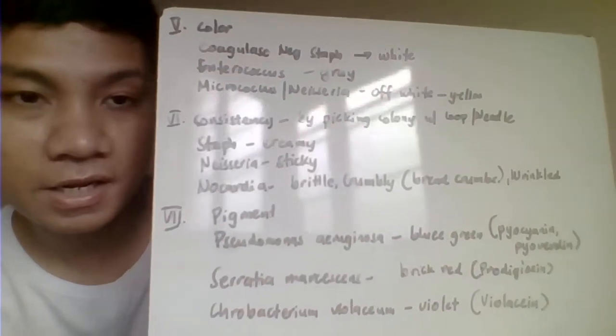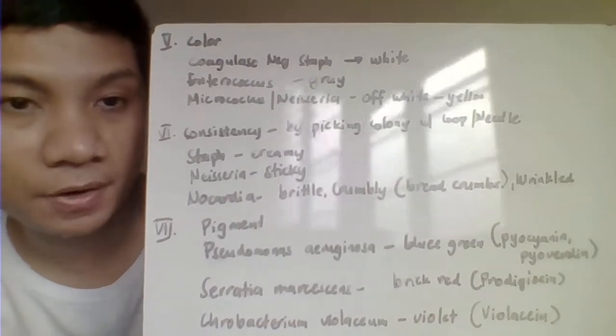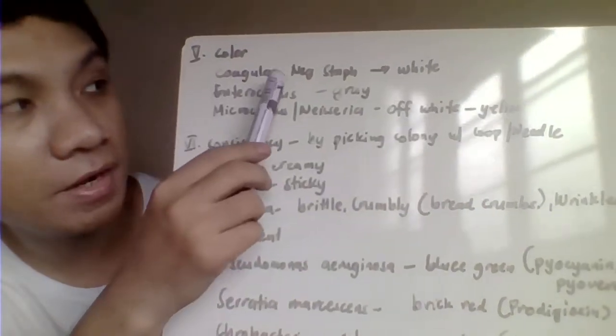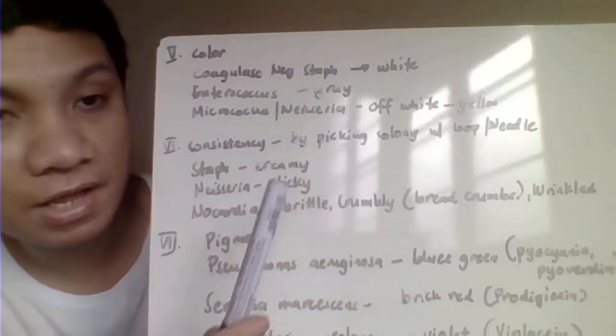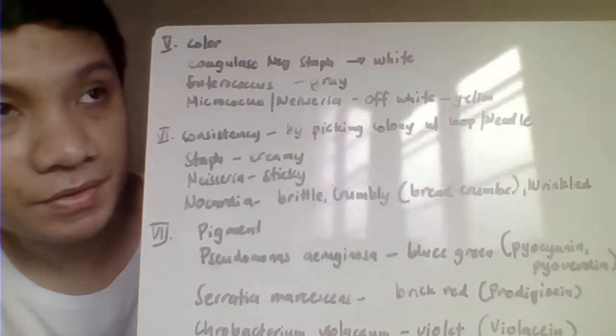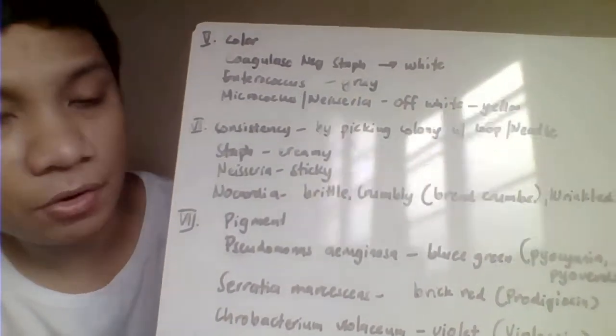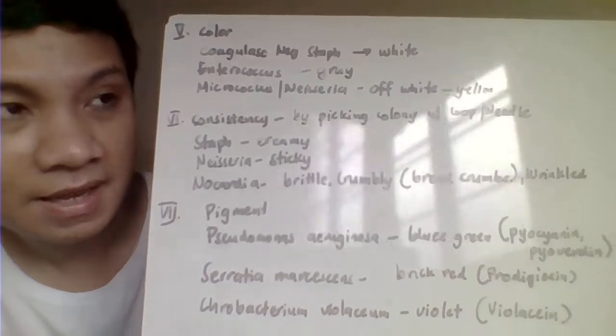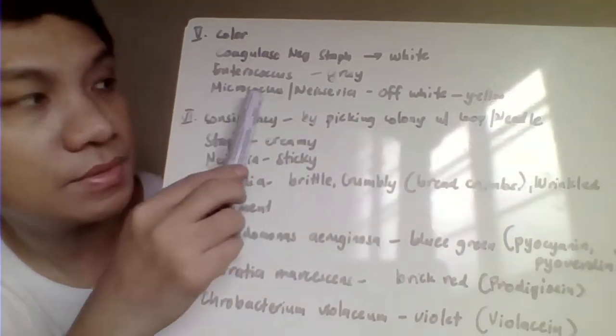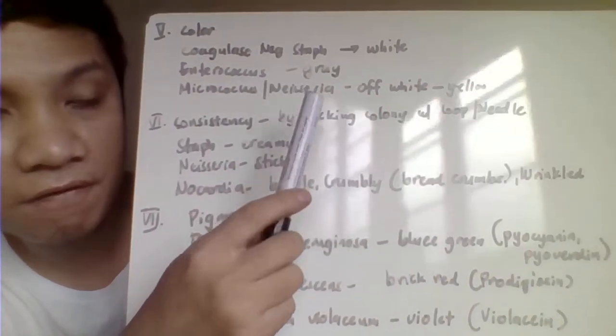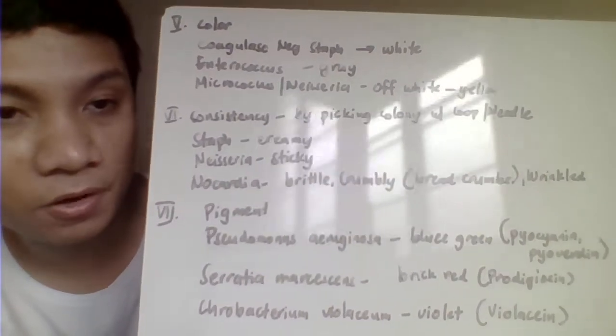Okay, another colony characteristic here, we have the color. For the color, we have here coagulase-negative staph, which would have white in color. We have also here enterococcus, which would have a gray color. And we have also here the micrococcus and Neisseria, which would have an off-white to yellow color.